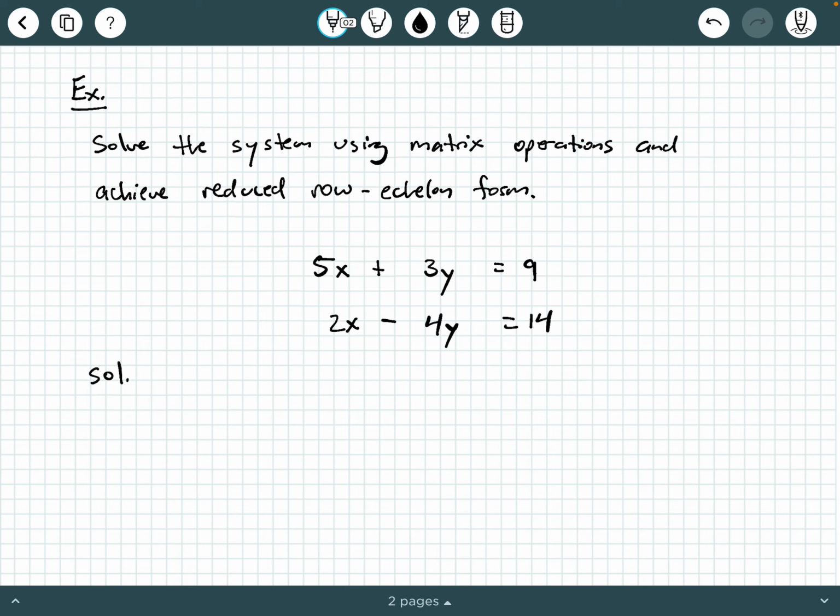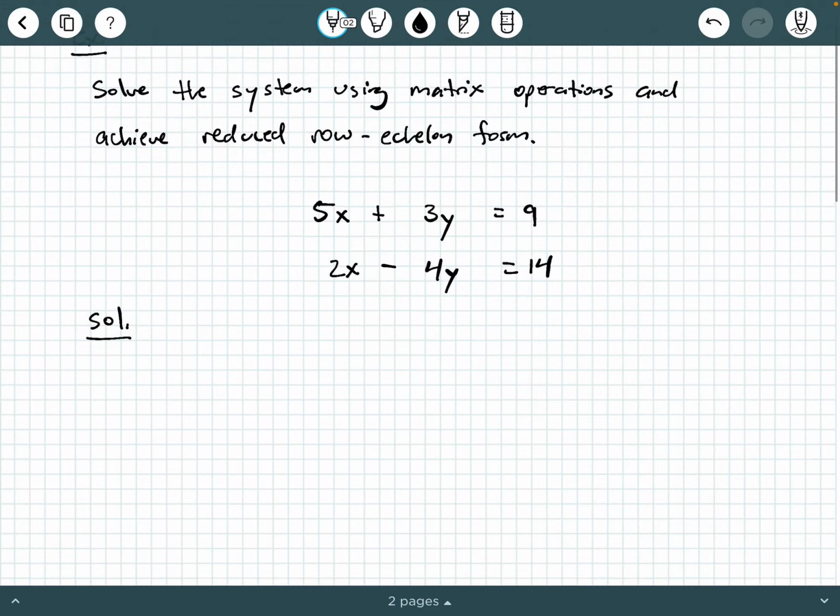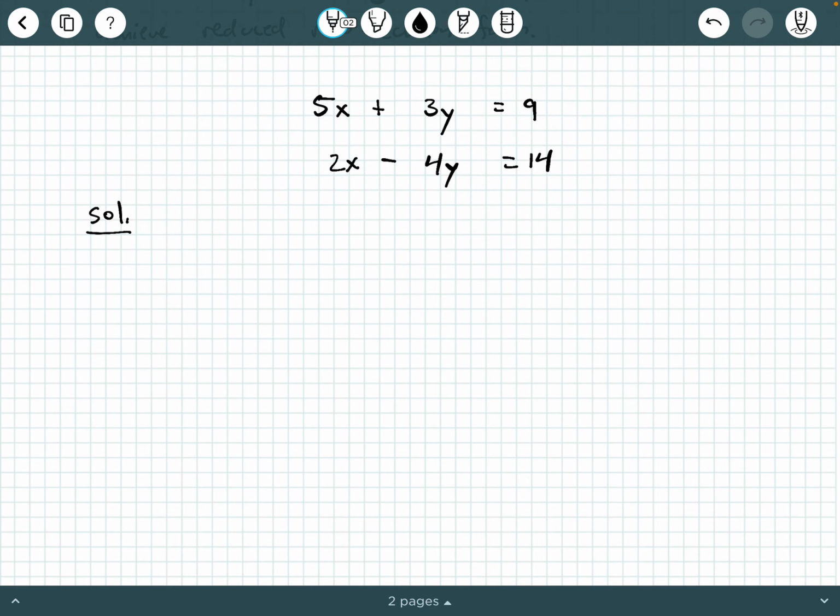So under solution, we're going to follow a similar process that we saw in the previous example. We're going to write this as an augmented matrix. So we're going to have 5, 3, 9, and then 2, negative 4, 14. And then we have a partition line separating the coefficient matrix from the constants, okay?